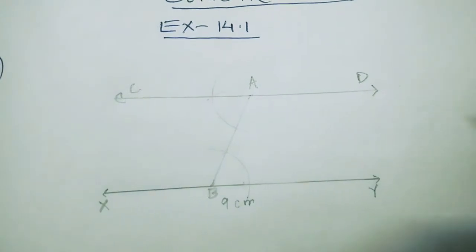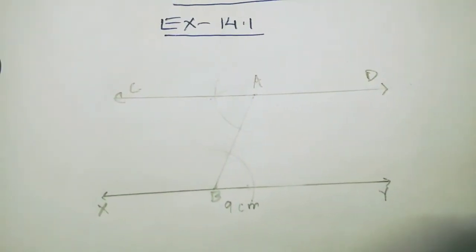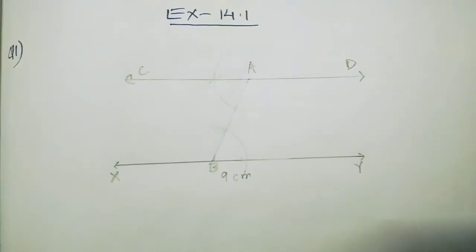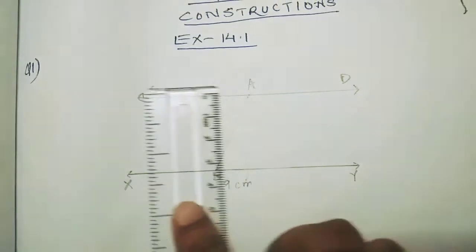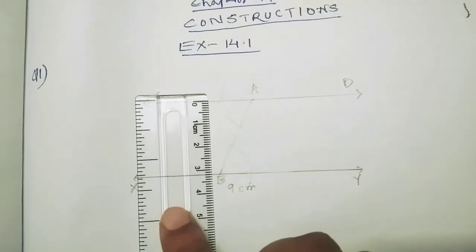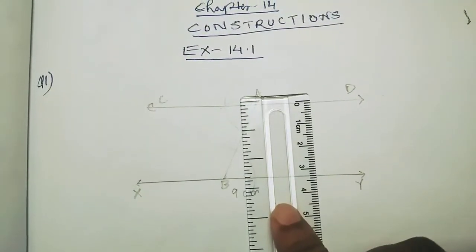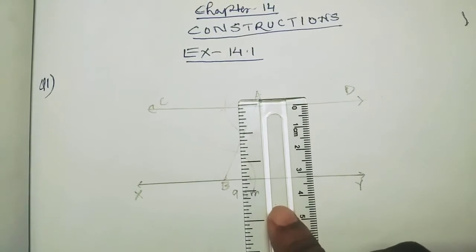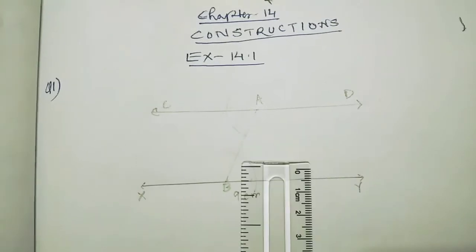In this way, XY is parallel to line CD. Understood? And how to check the lines? When you check, the distance between the two lines should be the same. So the distance between these two lines is 3.2. Coming here also it is 3.2. Like this, you can check whether the two lines XY and CD are parallel or not. Understood? Next, see question number 2.